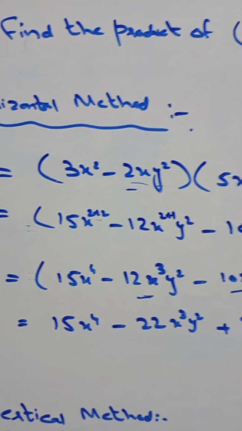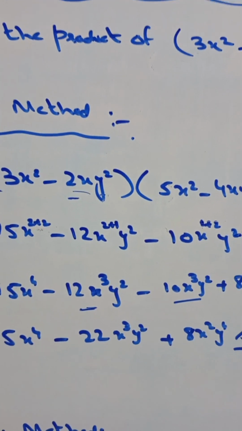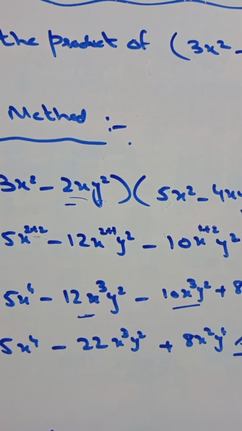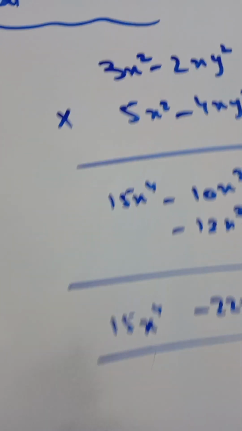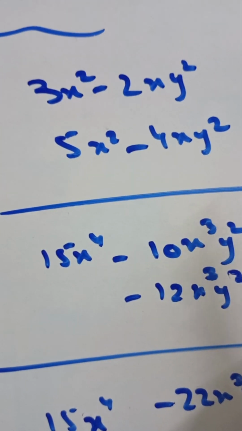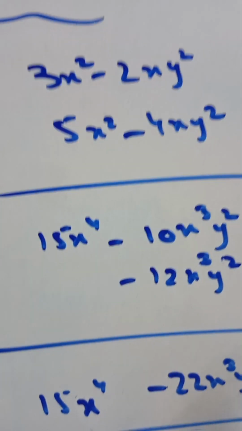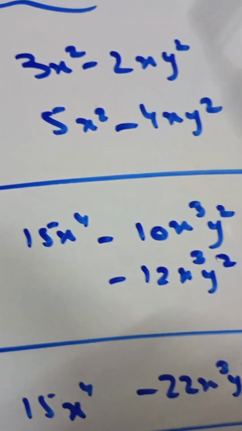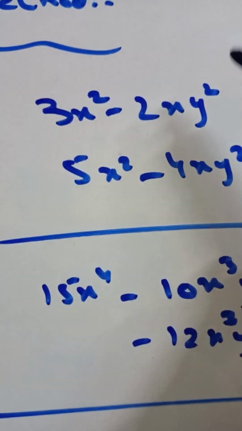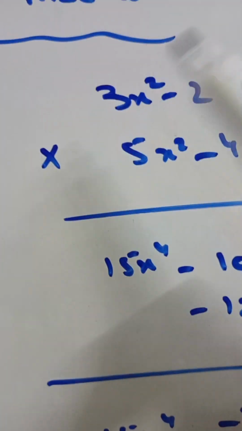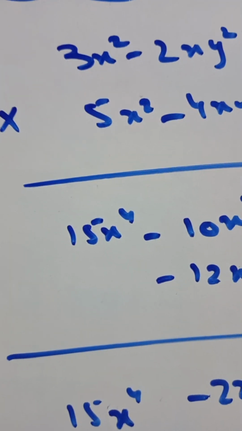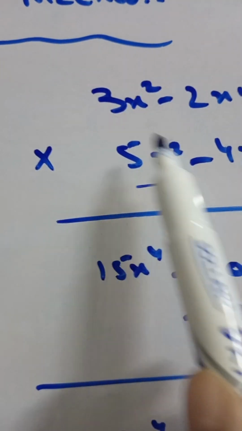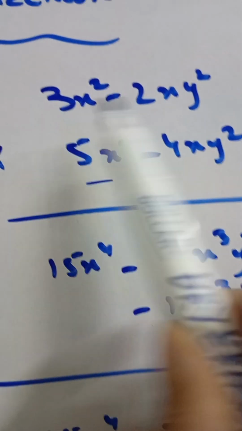This is the horizontal method of finding binomial into binomial multiplication. Vertical method: 3x square minus 2xy square multiply 5x square minus 4xy square. As you know, they have given us two expressions, two binomials. You can say first and second. It's up to you which one you like to put first and second. Okay, so I write like that. And remember again, we multiply the first term with the whole term, then second term with the whole term.